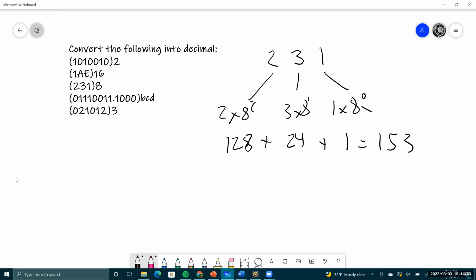All right, so the next one isn't really a number base, it's BCD. So BCDs, if you recall, are groups of 4 bits that represent a number. So if we take these, break it apart in 4 bits, this is 73.8.